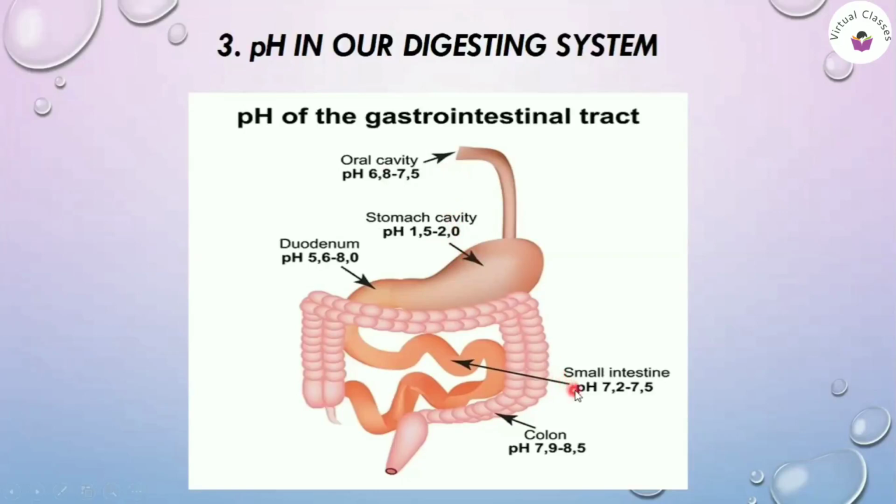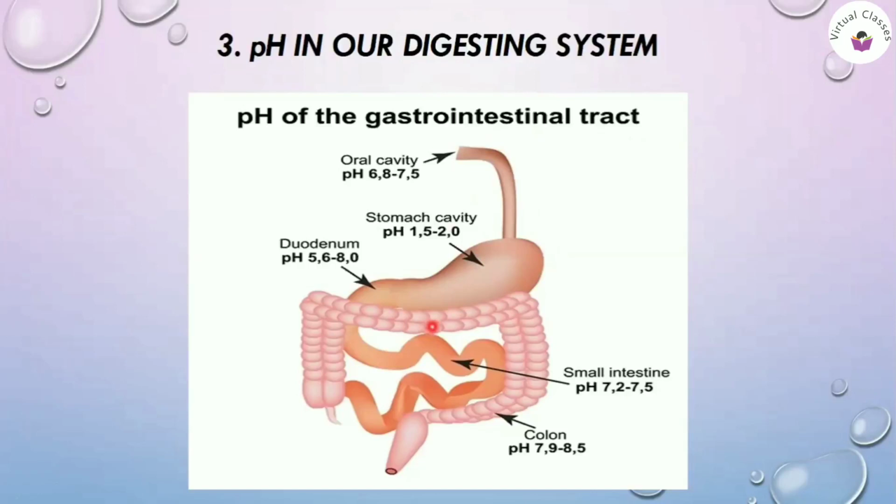While the pH of small intestine is between 7.2 to 7.5, which is slightly alkaline because it receives bile juice from the liver, which is alkaline in nature. Hence, in our gastrointestinal tract only, there is a vast range of pH present.